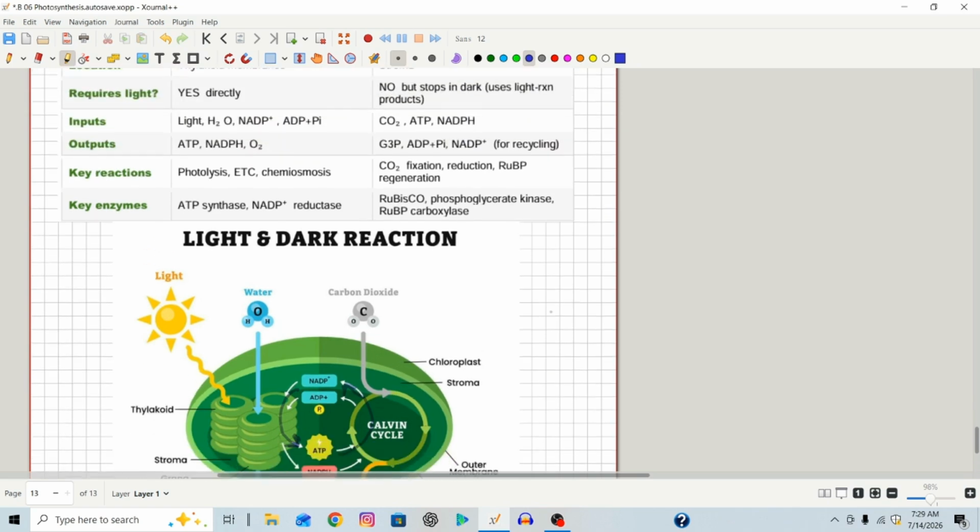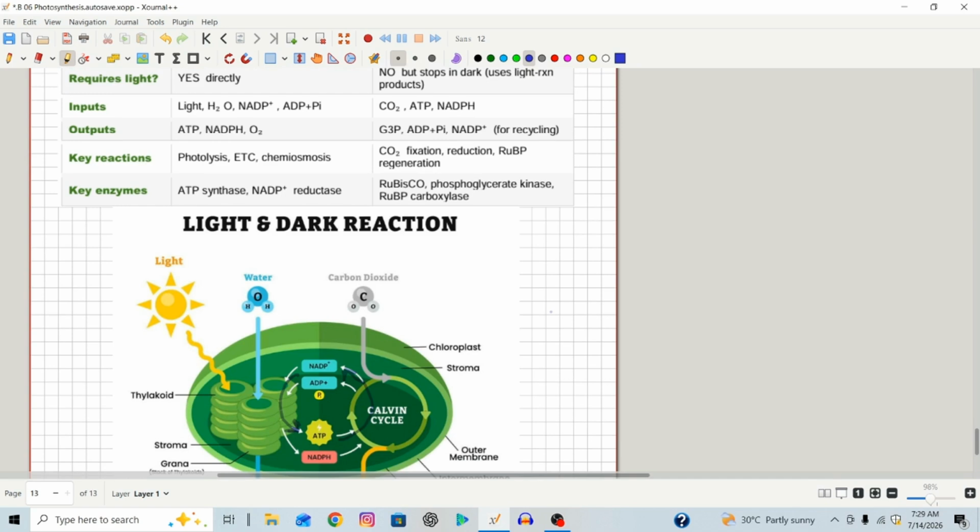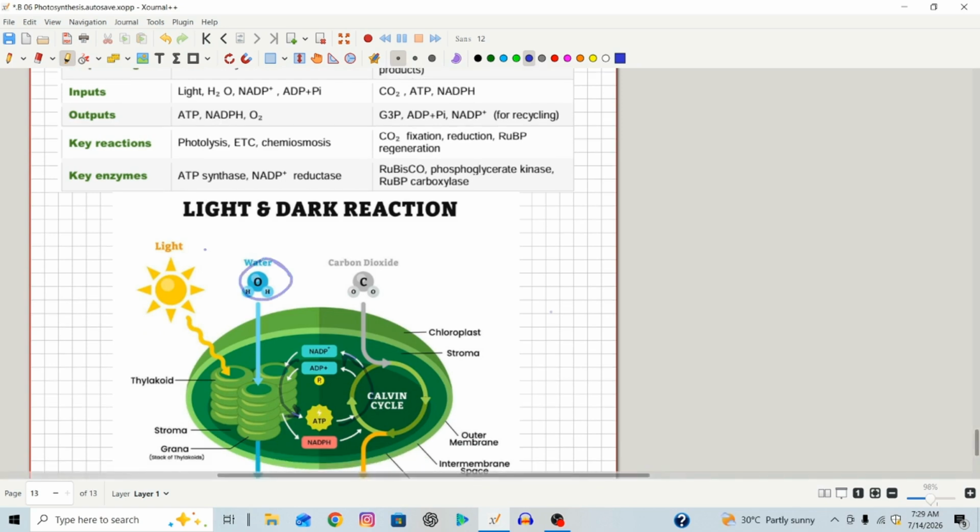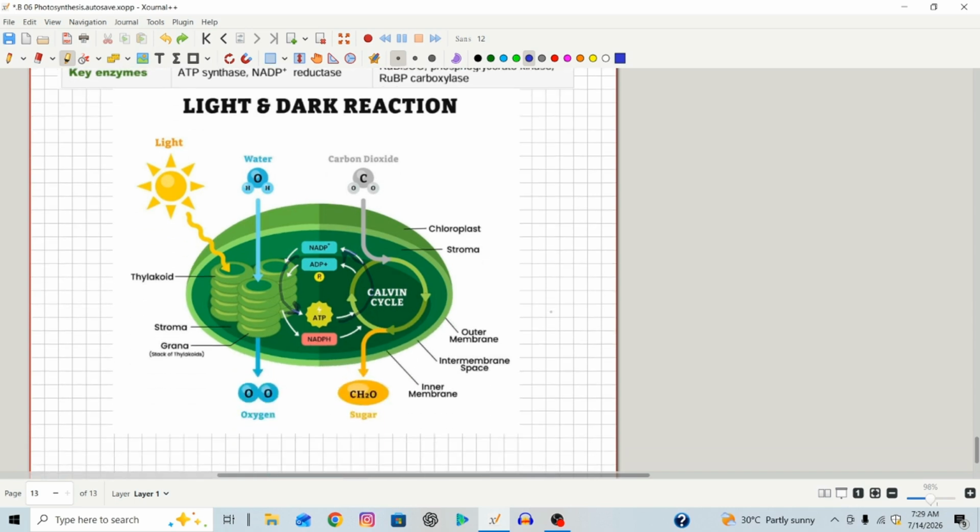If we talk about inputs of light reaction, as you can see, the inputs are water and light, and NADP positive and ADP. And the inputs of dark reaction are carbon dioxide, ATP and NADPH. And outputs are right in front of you. The output of light reaction is oxygen, which will be released in the air, and ATP and NADPH, which will be used in the dark cycle.